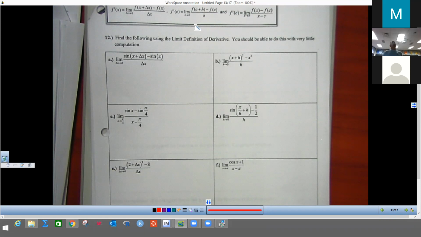This is different than those. If you notice, these both are as the denominator is going to 0. Okay, so that's a good clue to you. And then these will be as X is going to whatever this number is.